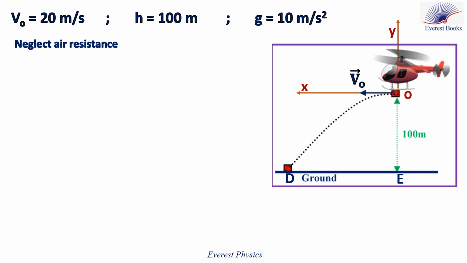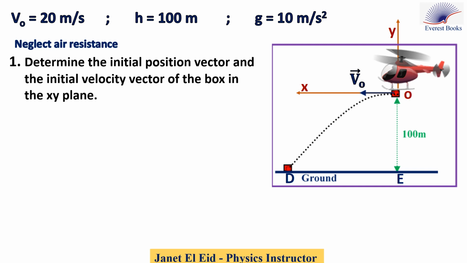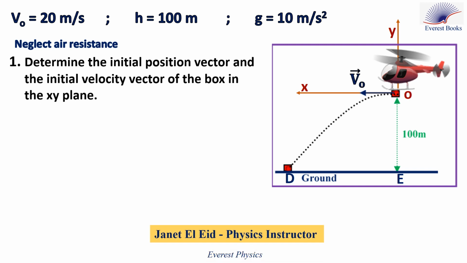A box is released at time zero from a helicopter 100 meters above ground with a horizontal velocity of magnitude 20 meters per second. Look at the figure. Take the launch point O as the origin of coordinates in the vertical XY plane. Number 1. Determine the initial position vector and the initial velocity vector of the box in the XY plane.